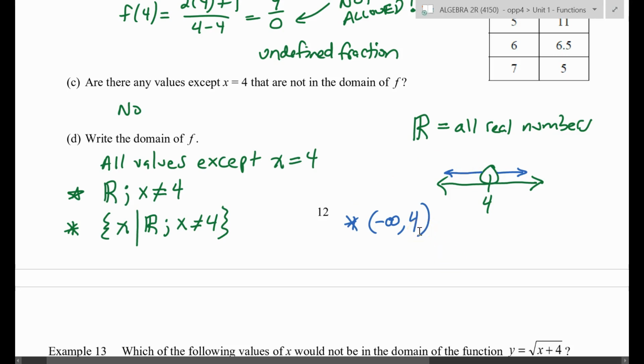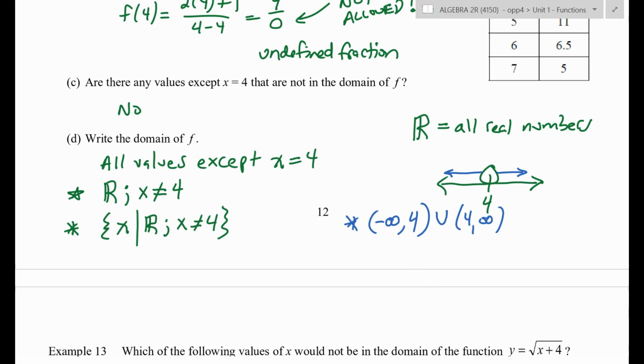Sound good? Well, what about everything on the other side? Well, watch what I'm going to do. With the union, right? A union means I want all this and I want all that. So I want this interval and I want the next interval. Well, where does the next interval occur? Well, it goes to infinity, right? But where did it start? So now I start at 4 and I go to infinity. So what does that mean? That means everything with the exception of 4.